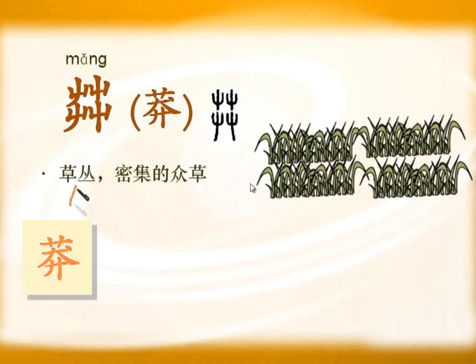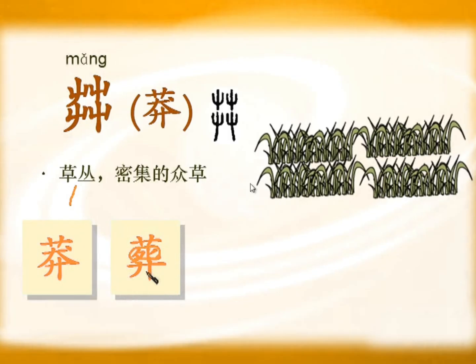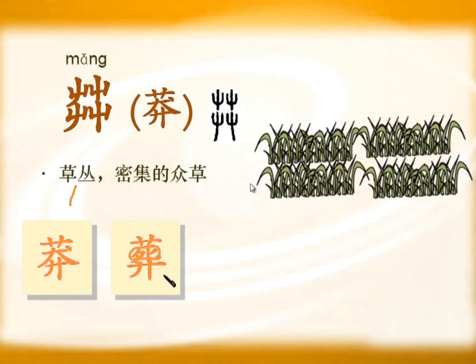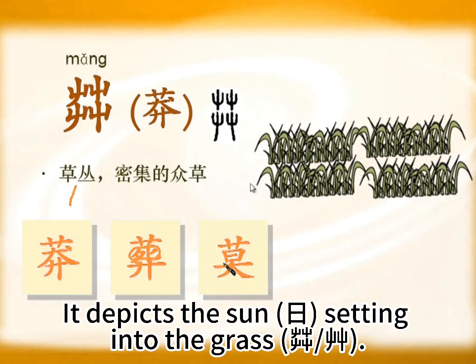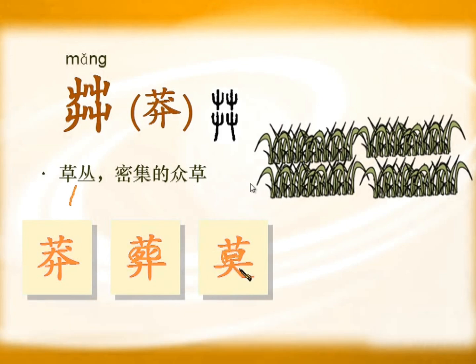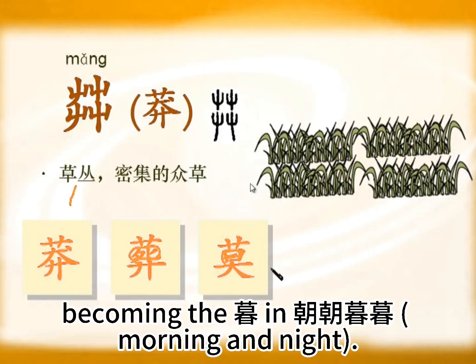Second is 葬, zàng. Zàng depicts a dead person buried in the grass. It means to bury, inter a dead person. Third is 暮. It depicts the sun, 日, setting into the grass. It means sunset, dusk. Later, a 日, sun was added to this character, written as 暮, becoming the 暮 in 朝朝暮暮, morning and night.